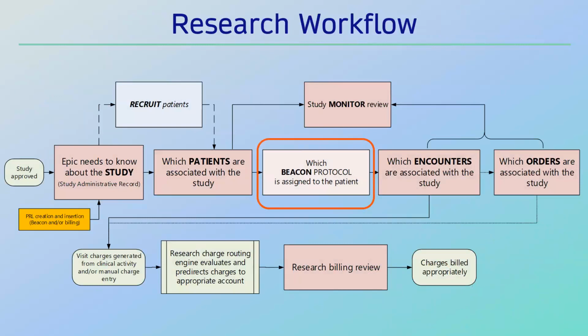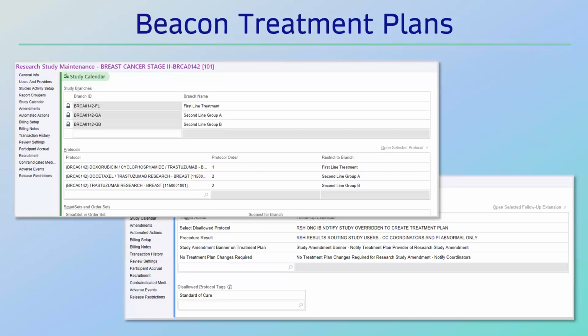In the case where a study is an oncology study, the next step in the EPIC workflow is assigning a Beacon protocol to the study patient in the form of a treatment plan. Beacon clinical protocols can be linked to the appropriate study in the study record. If your study has multiple branches, you can also specify the protocol per branch to make it easier for your users to select the correct protocol for that patient.